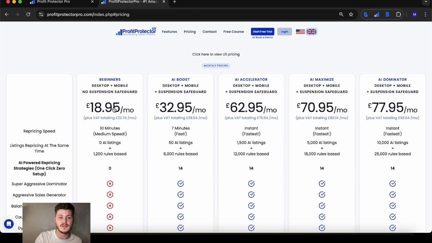Even if you start on, say, this plan right here, and at a later point you want to upgrade, then of course you are more than welcome to. You just reach out to the support team and they can help you with that. You can do that from within your Profit Protector Pro account as well.